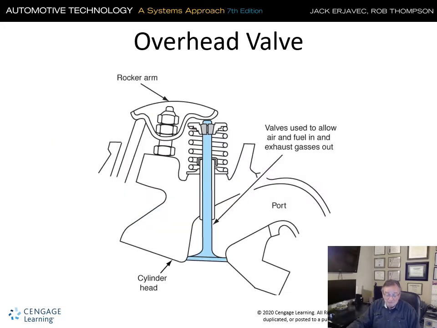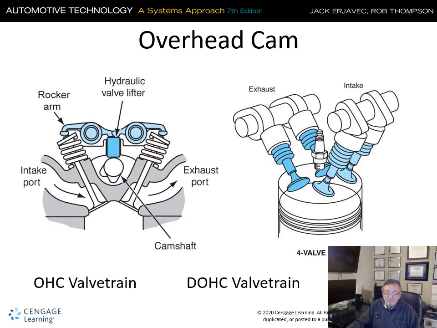Overhead valves. Before we had overhead valves, many years ago in the last century, we had flathead engines that had valves in the block. So overhead means that the valves are over the engine block. Here's an example of an overhead camshaft, double overhead cam, and single overhead cam. They have a hydraulic lifter, and our engines today have zero lash adjusters, so there's no lash adjustment.